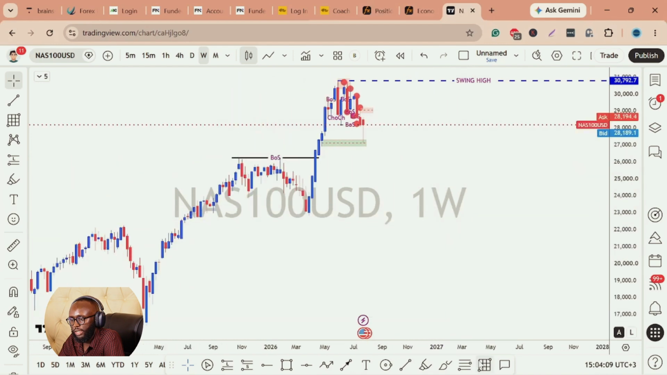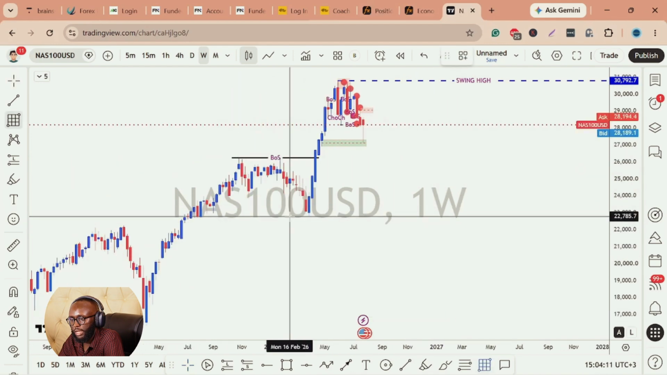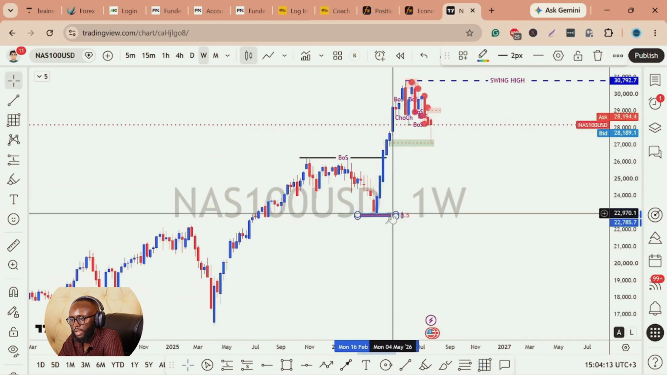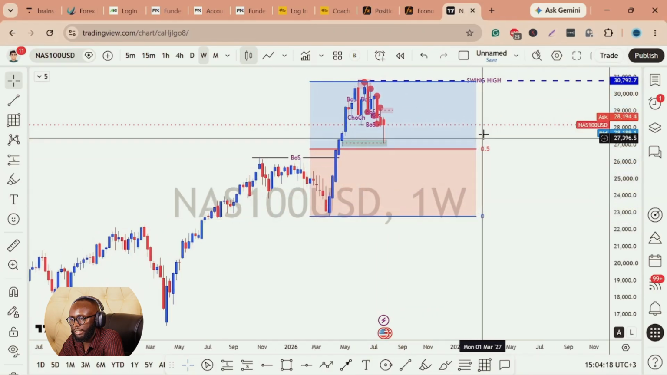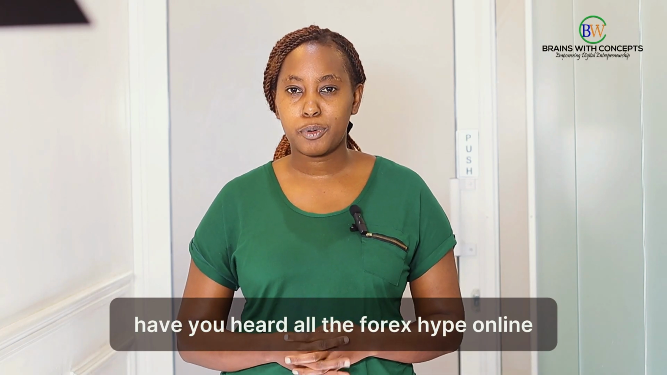Now, initially, as per my analysis, what I was looking forward on NAS 100 is that price would at least retrace back to the what? To the 50% zone.